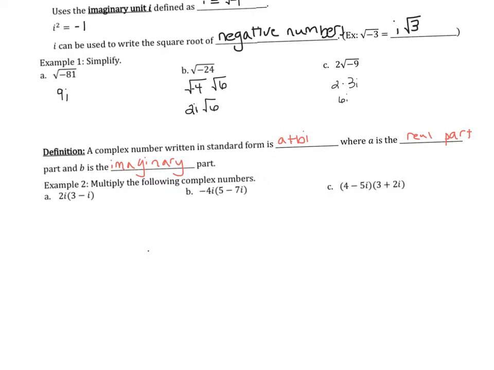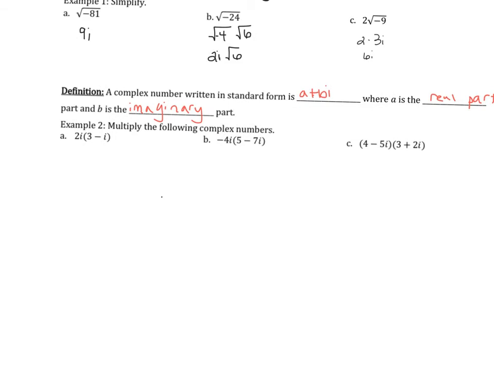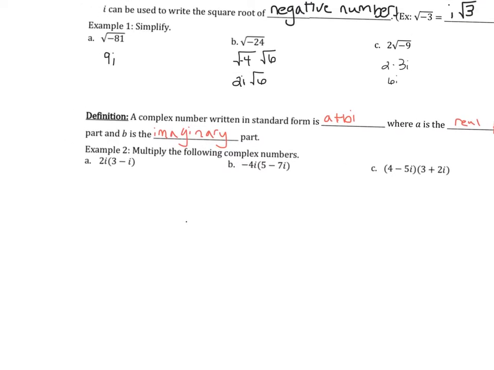This next example goes back to what you learned in the last unit with multiplying. The i's act a lot like x's except for in one special situation where I'll show you. The first step is going to look just like what you're used to doing. We're going to distribute this 2i. So 2i times 3 is 6i. 2i times negative i is negative 2i squared.